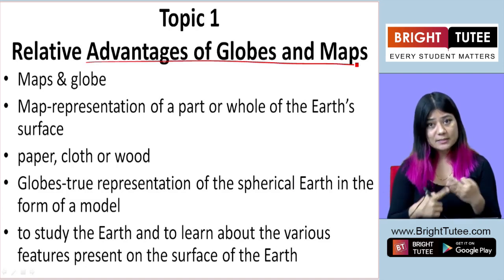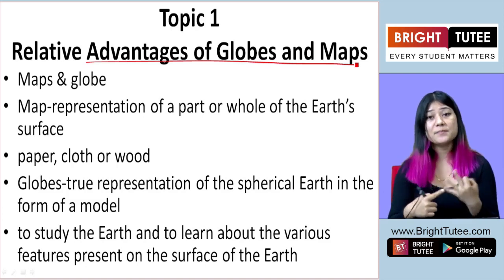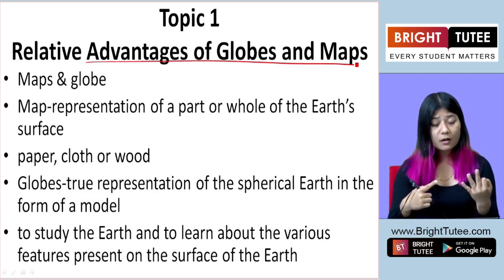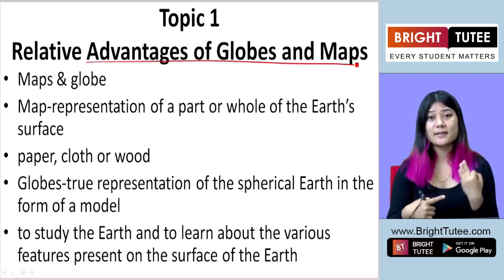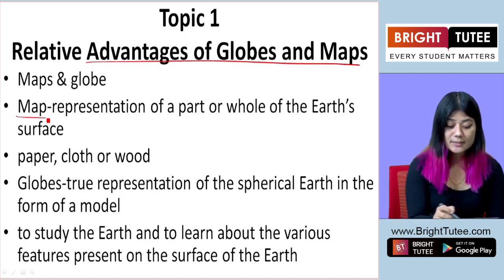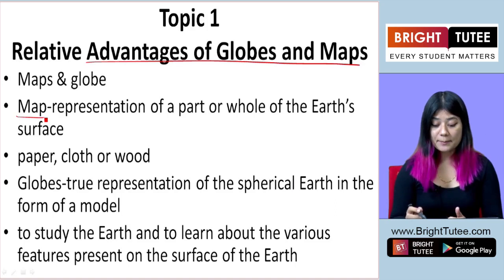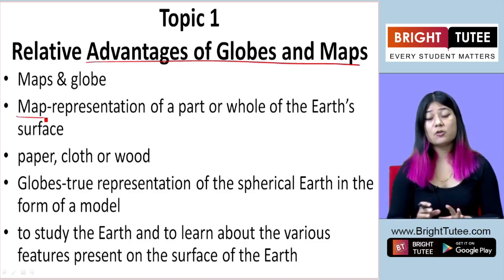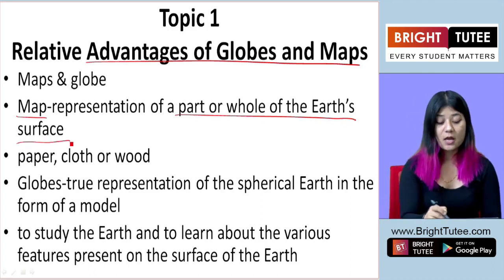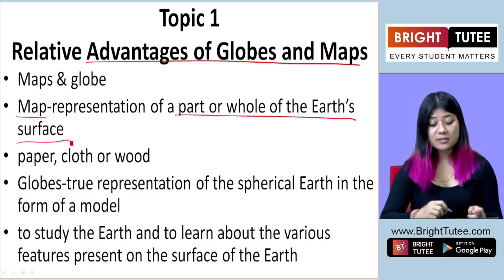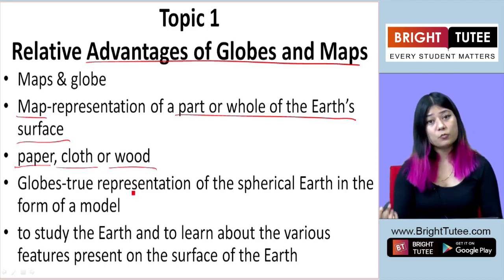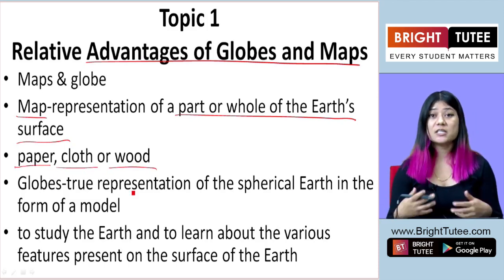So we try to look at maps, globes, atlases, etc. Why are maps, globes and atlases important? What are they? Let's look at them. Now first we'll look at map. What is a map? A map is a representation of a part or whole of the Earth's surface, and that representation is drawn on a paper, cloth, or a piece of wood. So that representation is called a map.